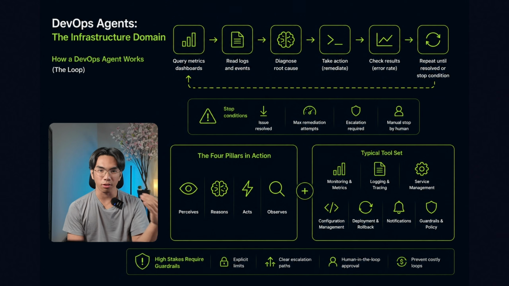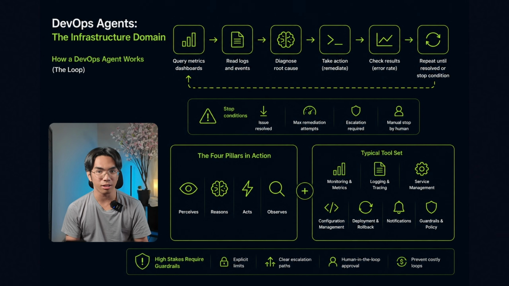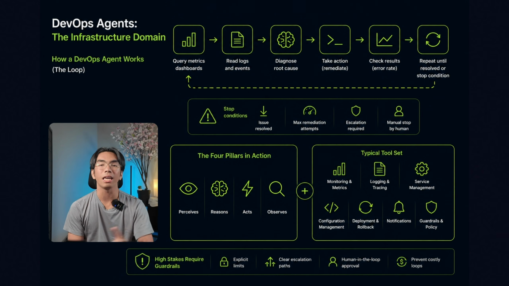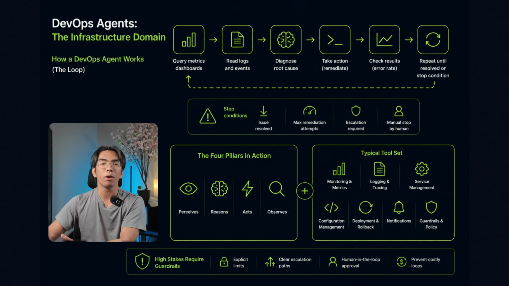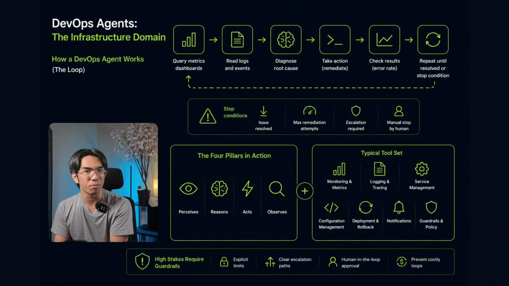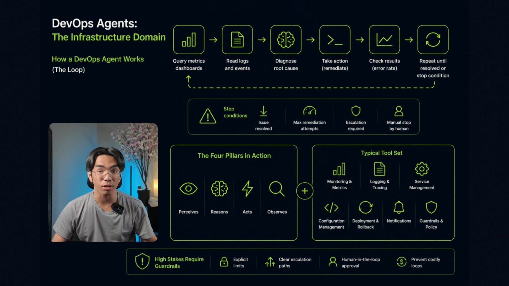But look at that risk surface. Restarting production services, modifying config, deploying rollbacks. Those are consequential, sometimes irreversible actions. So a DevOps agent needs explicit limits, clear escalation paths, and human approval for the high impact stuff. Done right, it's incredibly powerful, but done without controls, well, that's how you wake up to a $12,000 compute bill, because the agent spent all night trying to fix a CI loop.